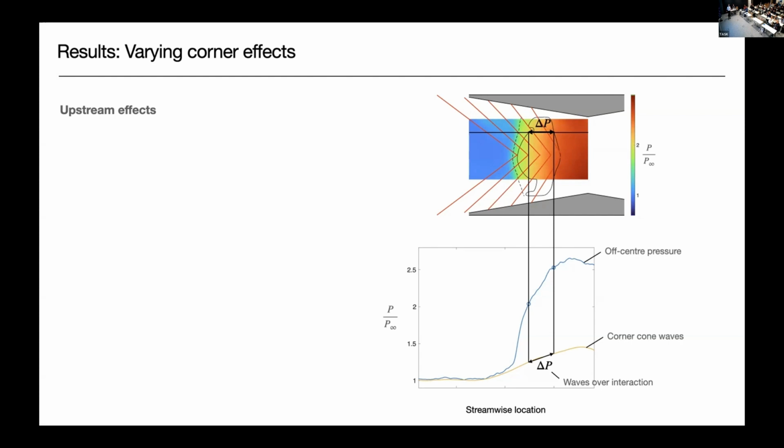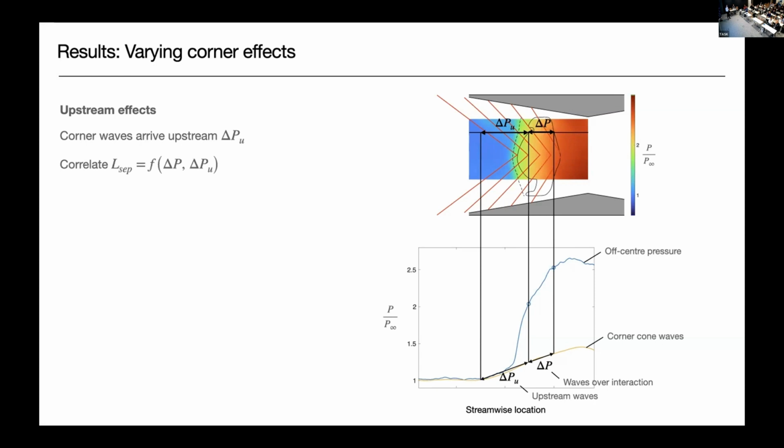But okay, so that makes some sense, but we also need to consider what's happening upstream of the separation, because we have all of these pressure waves which are arriving upstream, and we need to see if it has some effect on the separation length. And this is particularly true off-center. So the further we are away from the center, the more we have pressure waves that arrive upstream of the separation. Okay, so what is this?